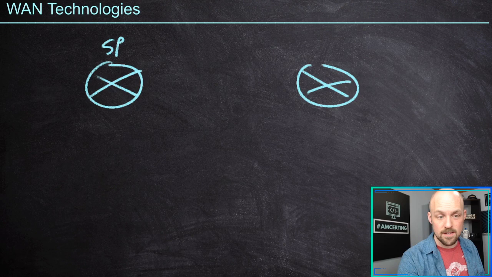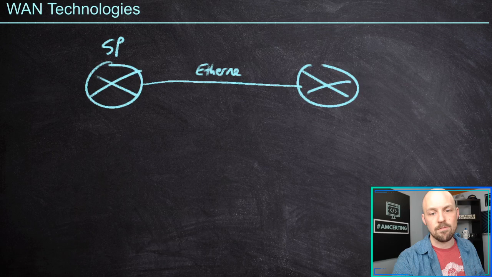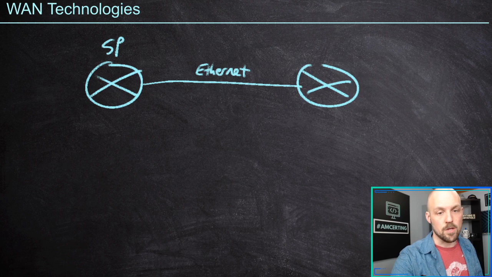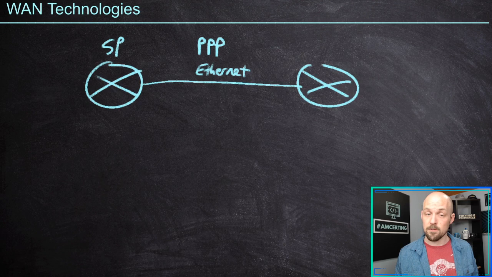And so they say, okay, we're going to give you this Ethernet connection. And whether it's your initiative or the service provider's initiative, you decide you want point-to-point protocol to run over this Ethernet link. So that is point-to-point protocol over Ethernet. Why do we want to do that? Usually it comes down to that authentication concept.